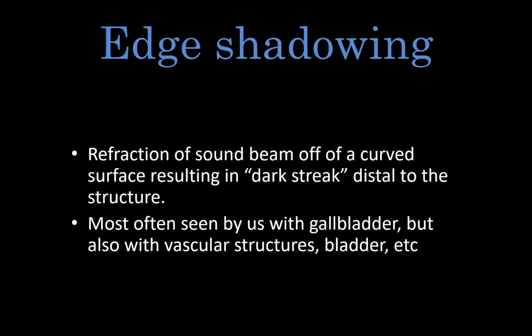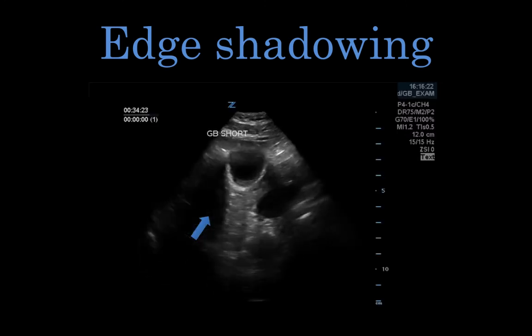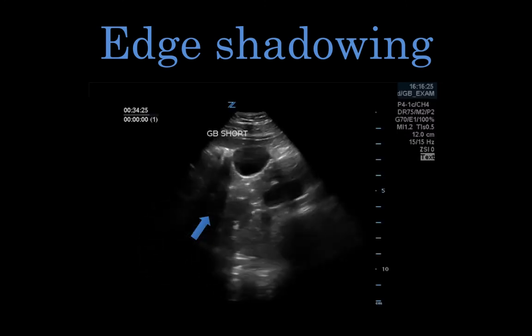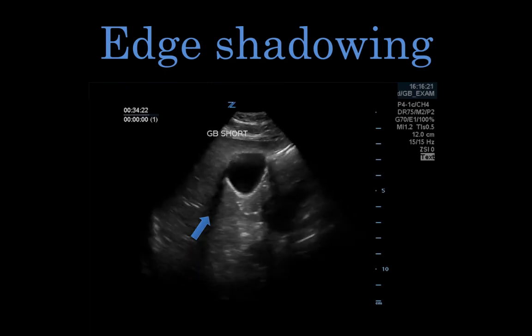Edge shadowing is caused by refraction of the sound beam off of a reflective curved surface, which results in a dark streak distal to that structure. When the sound beam strikes that curved surface, it's refracted and scattered, and thus no signal actually returns to the probe, and this results in a dark streak. This is commonly seen with round fluid-filled structures such as the gallbladder, vascular structures, the eyes, etc. Moving the probe to a slightly different angle of incidence on that structure will allow visualization in those dark streaky areas. In this gallbladder image, you can see the dark streak off the lateral aspect of the gallbladder wall resulting from the edge shadowing effect.